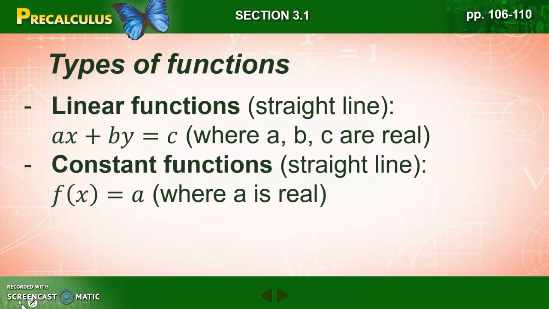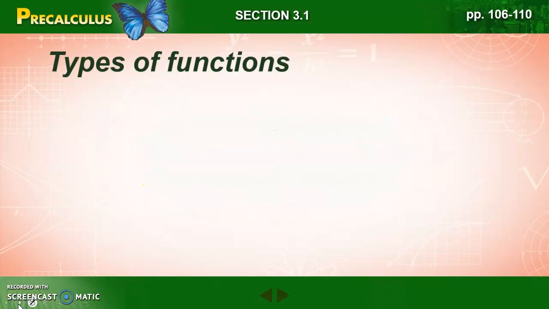Notice it's not x equals a constant, because at that point we have a straight vertical line like this. If x equals 3, we get the straight vertical line, and that's not a function. It does not pass the function test. So constant functions are only straight horizontal lines going this direction, and our a has to be a real number.